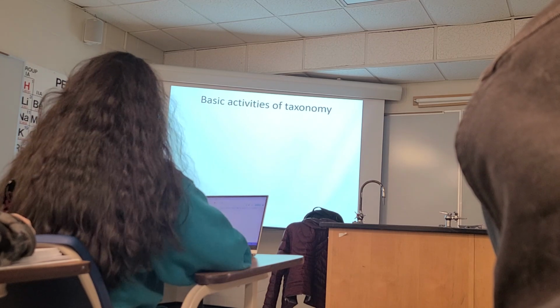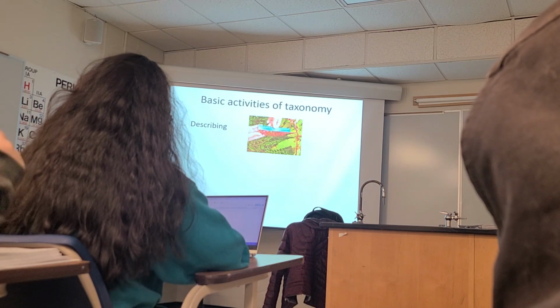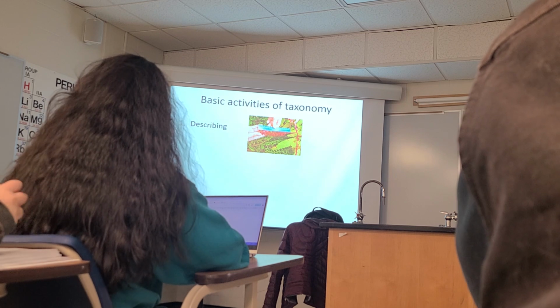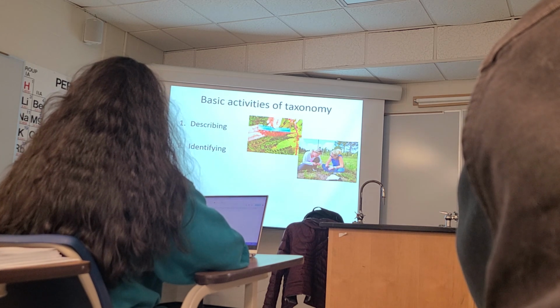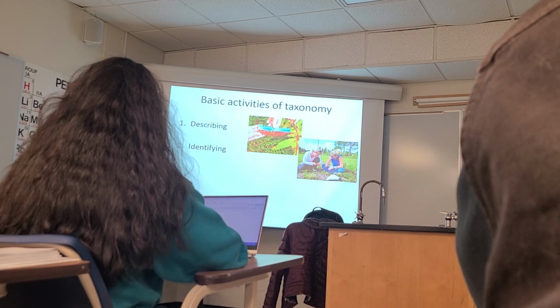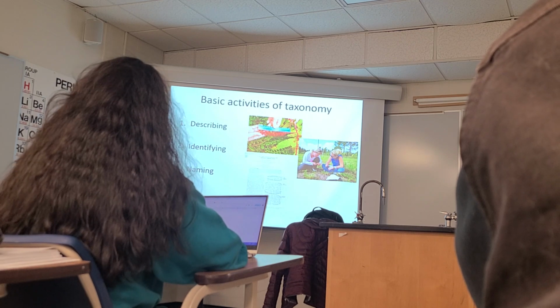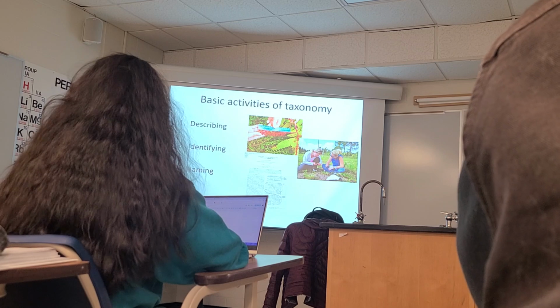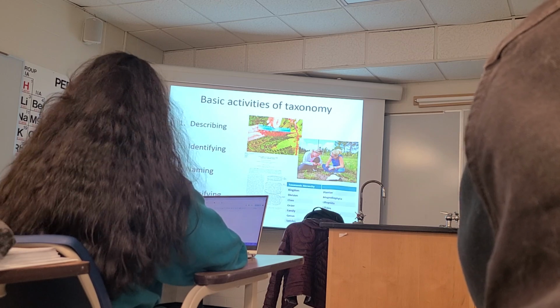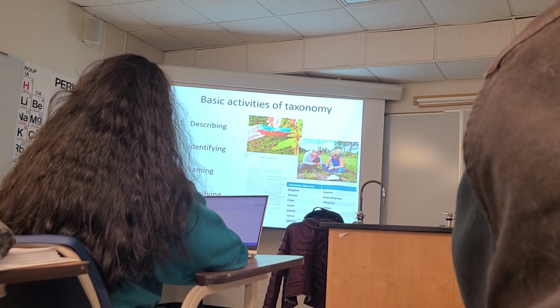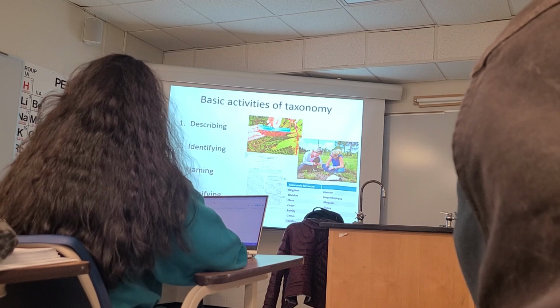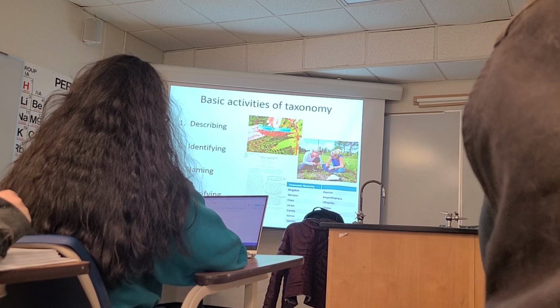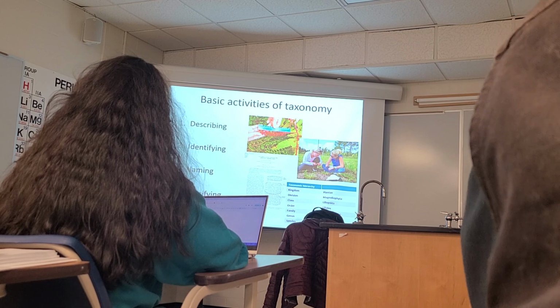Now, the basic activities of taxonomy, like I said, are fourfold. You have describing plants, identifying organisms, naming them, which is not done in just any old way. There's some specific set of rules in place for how to do this properly, and classifying. So we're going to run through each of these individually and talk about, using plants as an example, how we do this.